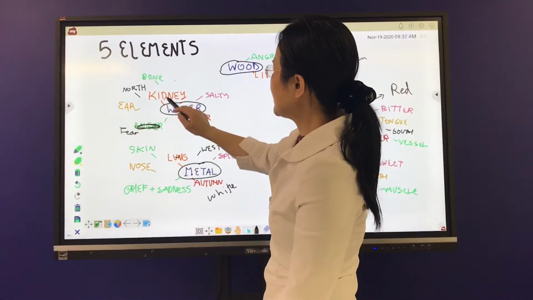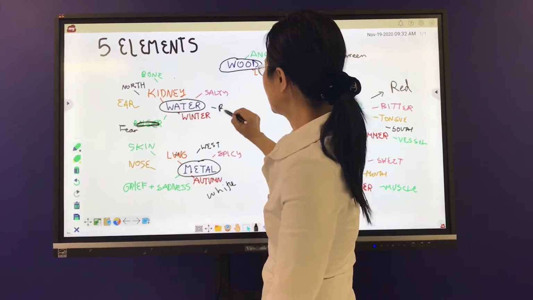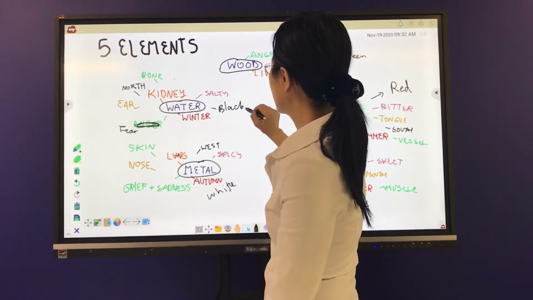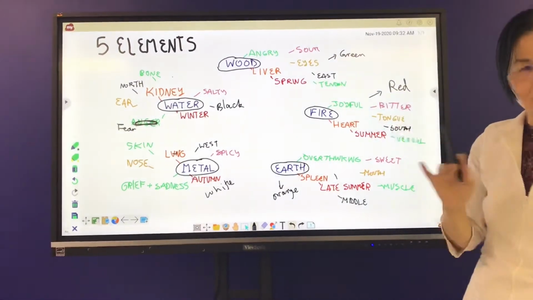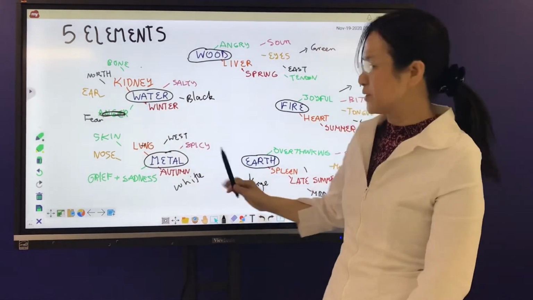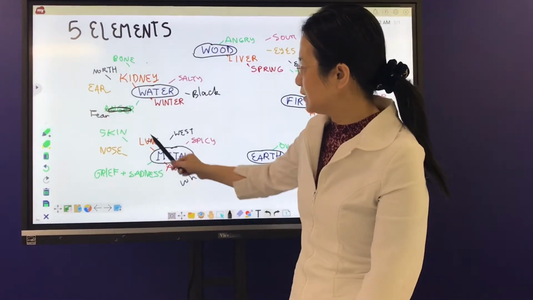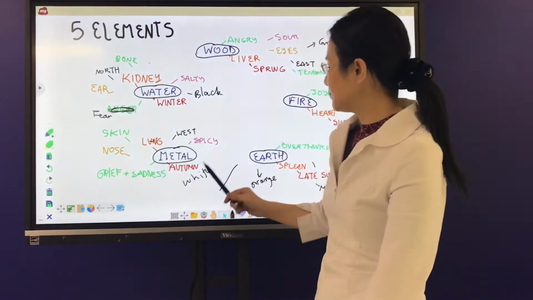Water, kidney, nose, bone, all those, what color? Black. So these different colors, what do they tell us? We still talk about the autumn, because now it's autumn season. So white belongs to metal, to autumn, to lung, to skin, to nose, all that.